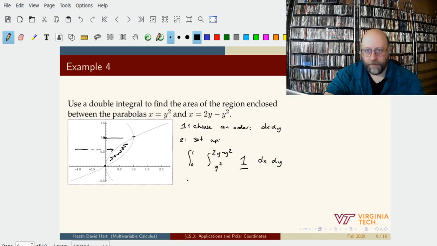All right. And then at this stage we're going to solve. And this is not hard to solve, but I'm going to leave the solving to you so that we can move on to the next example. Okay?